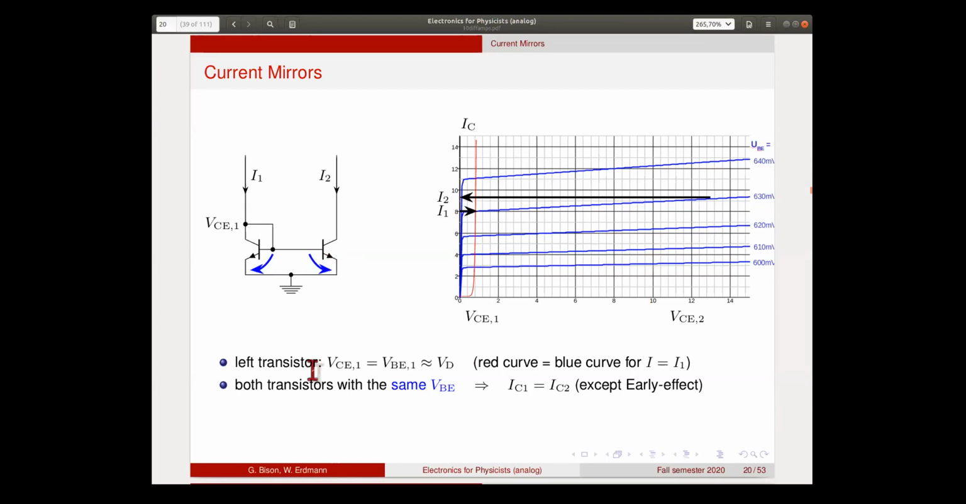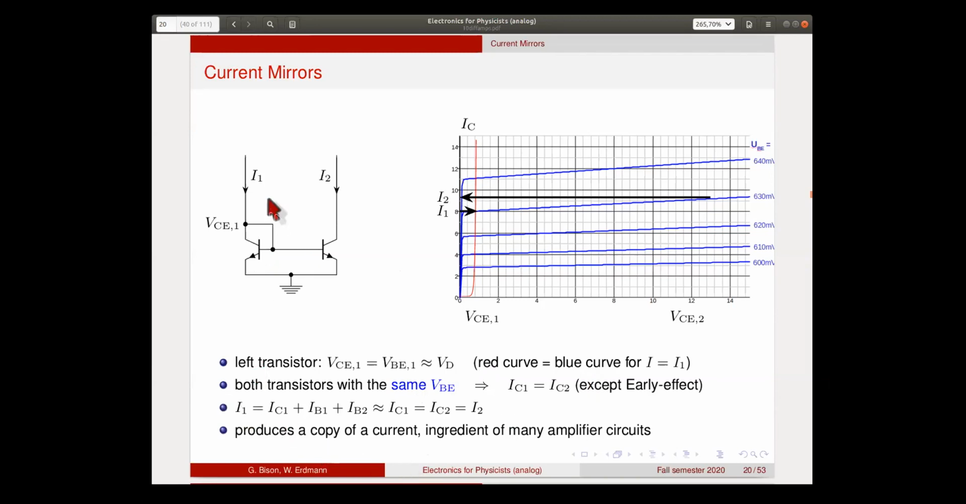Now, if you look at the second transistor, both transistors have the same base emitter voltage, so they're on the same red curve. But the collector emitter voltages are slightly different. Because they have the same VBE, they give you roughly the same current, with the exception of the early voltage. So if the collector emitter voltage of the other one is very different, you get a slightly different current here, but it's only due to the early effect. In principle, they both have the same base emitter voltage, so the current is the same except for the early effect.